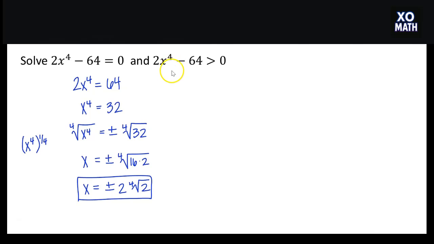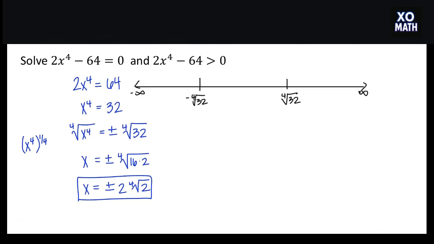So the process that we have to take to solve this inequality is to find the zeros, which we already did over here, and to create a number line and do a sign analysis. So I'm going to go ahead and show what that looks like.